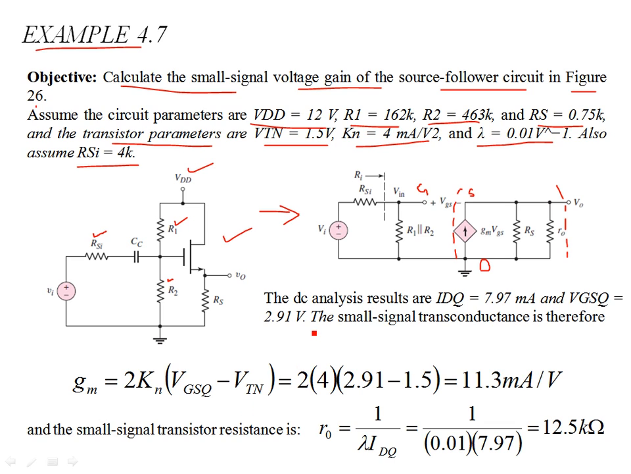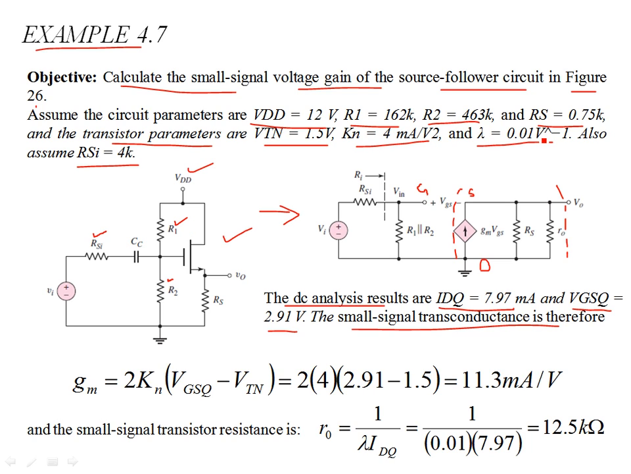But before that, the DC analysis results are given; in the example you are not required to do the DC analysis completely. You are given the quiescent current IDQ, which is 7.97 milliamps, and VGSQ is 2.91 volts. So the small signal transconductance gm is twice Kn times (VGSQ minus VTN). Just substitute those values. What is the value of Kn?